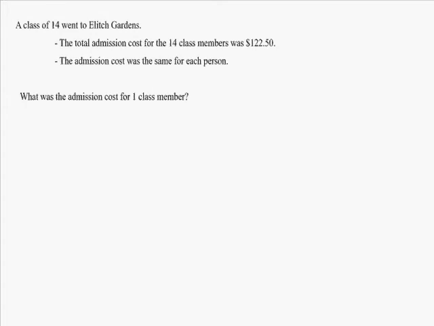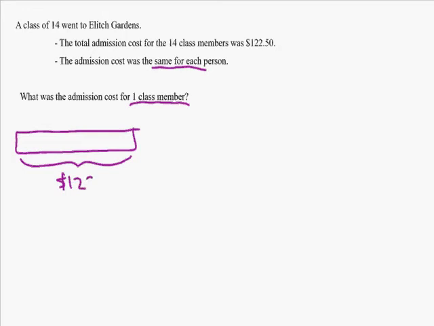First things first, let's figure out what operation we are going to be doing. I know that we are going to be dividing because it says the admission cost was the same for each person. And we also need to find out the cost for one class member. These are telling me that I am dividing $122.50 evenly among 14. So a way that we can model that is to do a number strip. Show that that represents $122.50, and then again show that we are dividing it into 14 even pieces, 14 pieces that are the same.